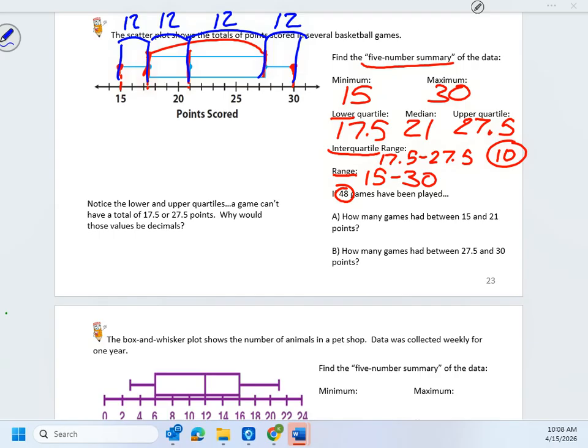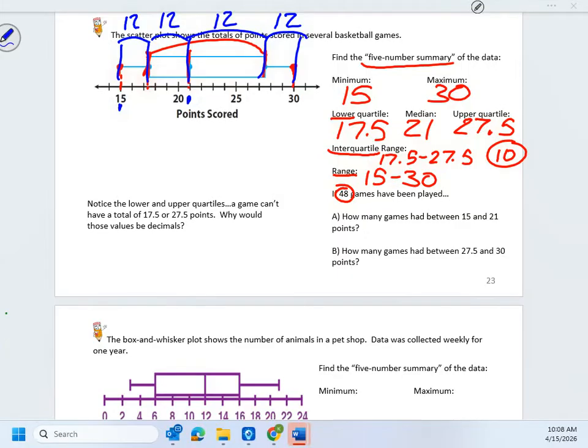Okay, you find your 4 parts, then you divide your full number up by 4 and you fill in those numbers. So, how many games had between 15 and 21 points? So I'm going to look on here and say, okay, 15 is right here, 21 is right here. I filled in how many are in each section. How many would be between 15 and 21 points, Matt?